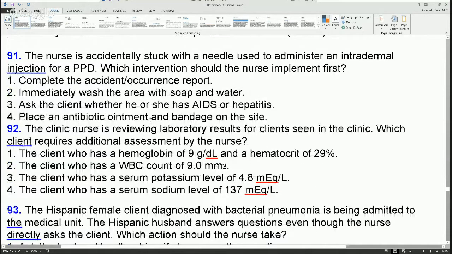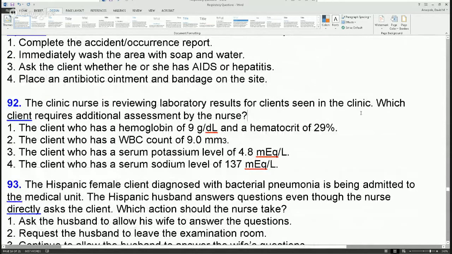The nurse is accidentally stuck with a dirty needle used to administer intradermal injection for a PPD. Which intervention should you implement first? Two. Yes. Wash that area.